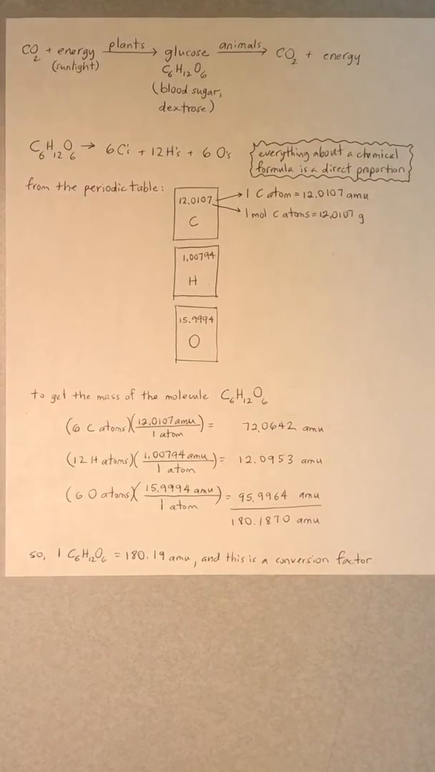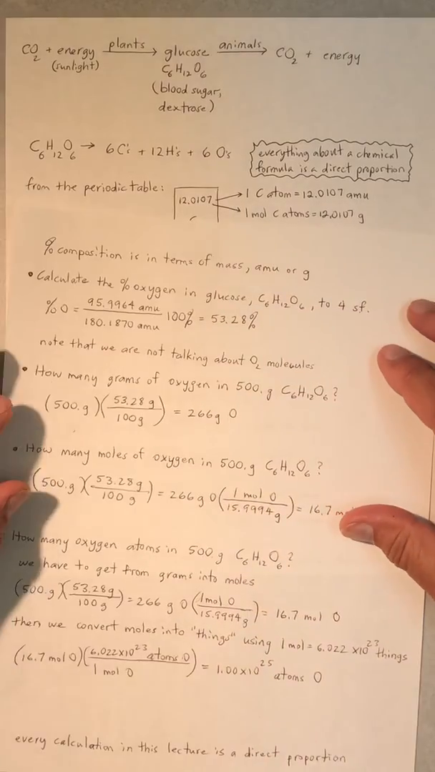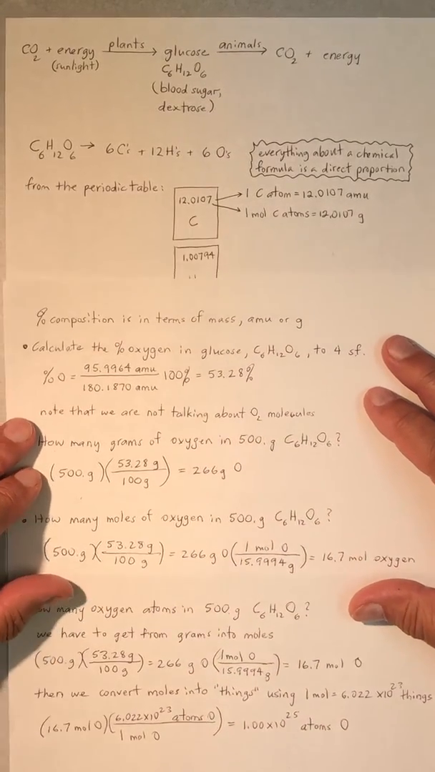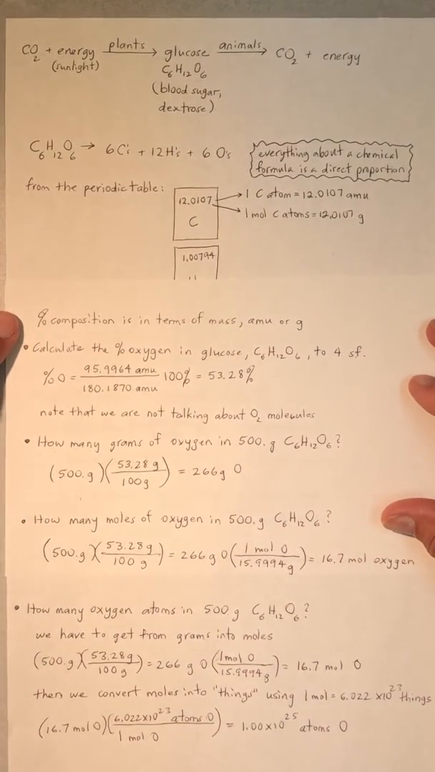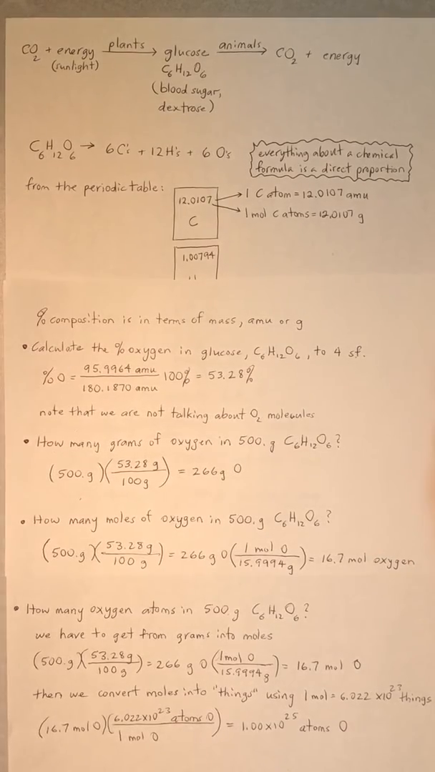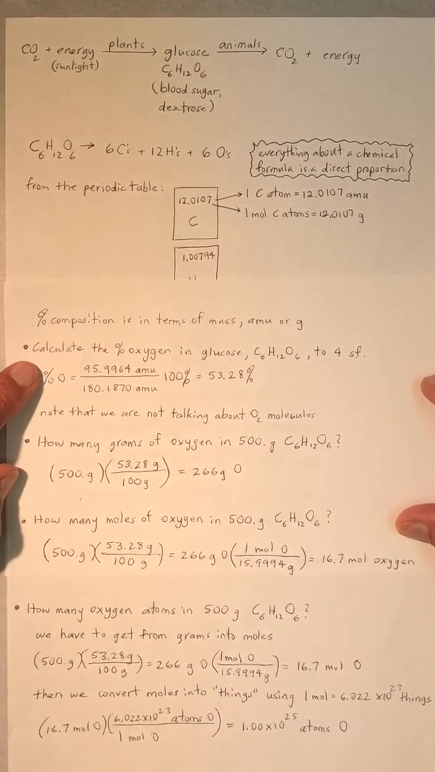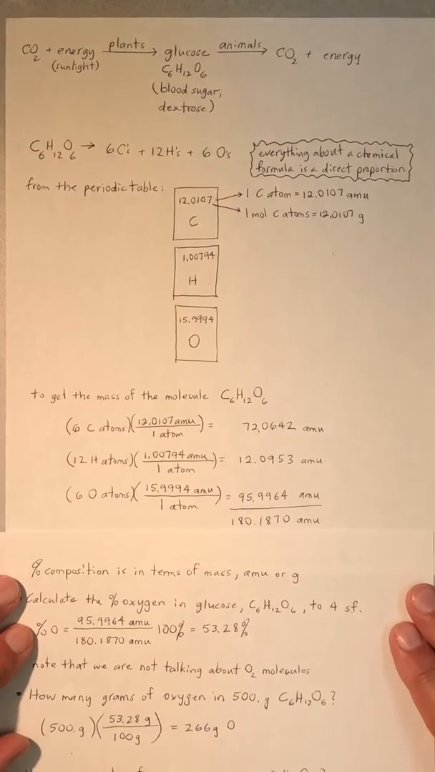Another set of calculations that we use the molar mass for is percent composition. So percent composition is in terms of mass. You could use AMU or grams. So for example, calculate the percent oxygen in glucose to 4 significant figures. So we already have that data.